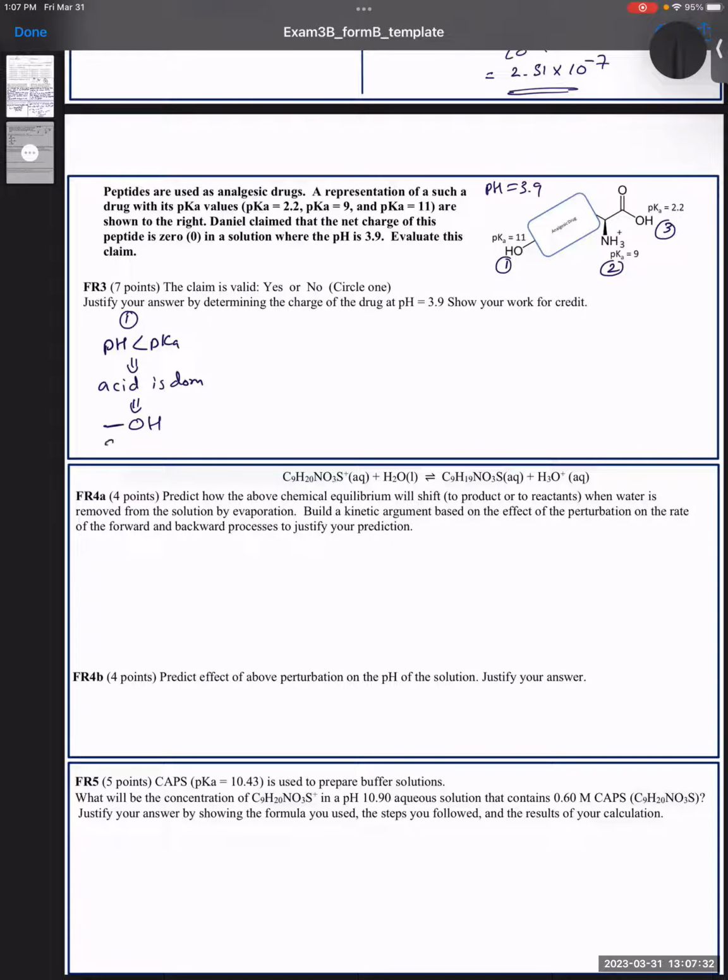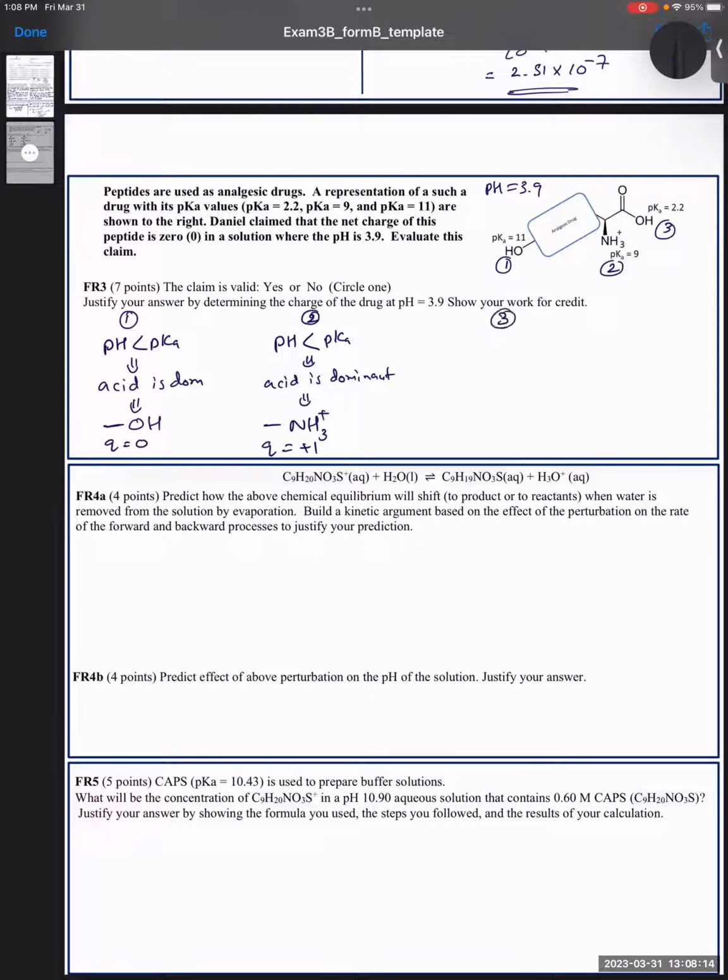Okay, 0. And then moving on to group 2, the pH, which is 3.9, is less than the pKa. Therefore the acid is dominant. And the acid form of that group is NH3 plus. Okay, charge there is +1.